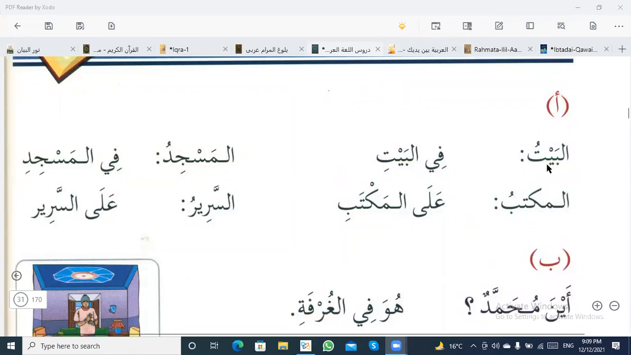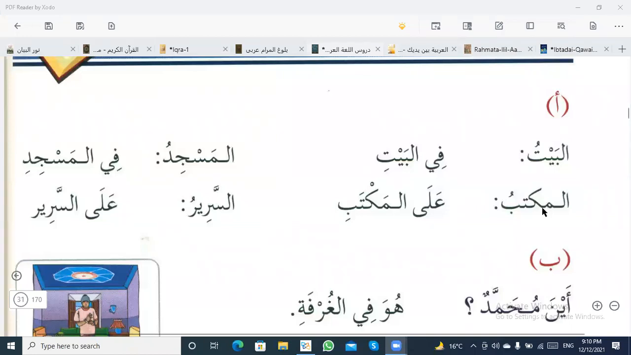Sister Bahia. Al-baytu, the house. Fil bayti, in the house. Al-masjidu, the mosque. Fil masjidi, in the mosque. This comes preposition, then noun, except kasra. Fil masjidi, in the mosque.